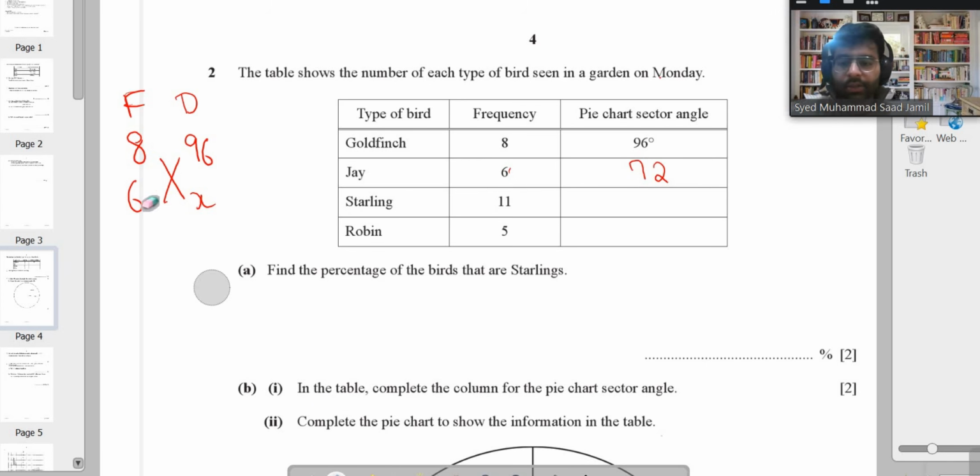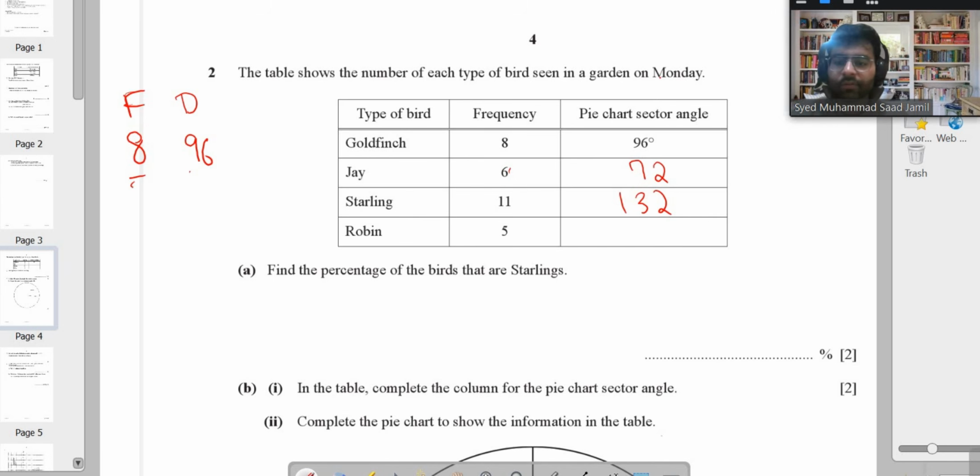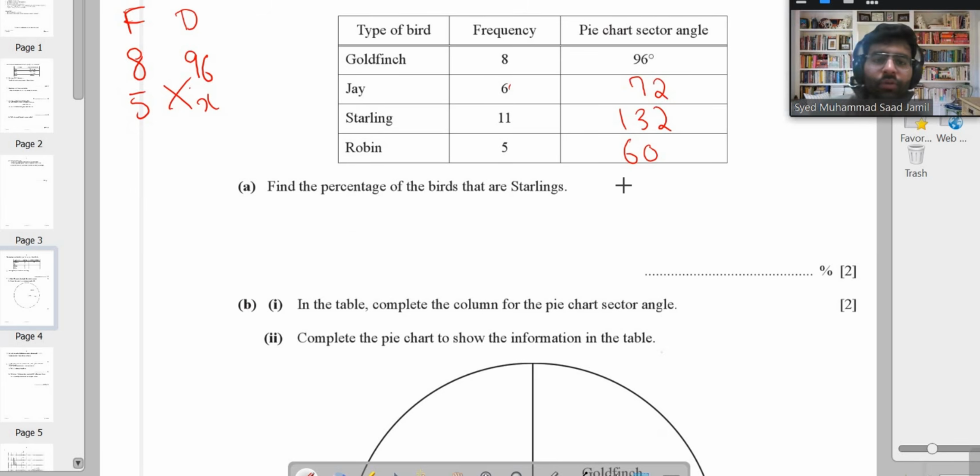Now again, let's erase this and find it for the starlings, 11, and this is x degrees. Cross multiply. This becomes 132 degrees. And then again we will do it for this, 5 and x, cross multiply. So this is 60 degrees. Now we know the degrees.